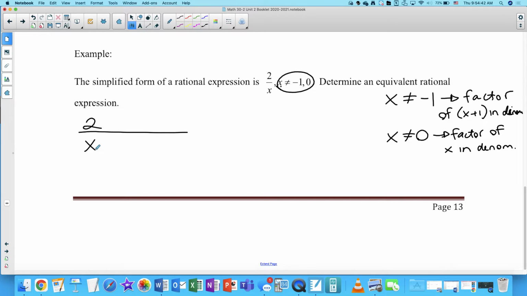Okay? Do we have any of our non-permissible values already accounted for in the simplified expression? Yeah, we got a factor of x there, so this one actually shows up. But the factor of x plus 1 is not there. So what that means is that it must have canceled when we simplified. If it canceled, you would need to see that factor in the denominator and also in the numerator. That's it. Does that make sense? All right, cool.